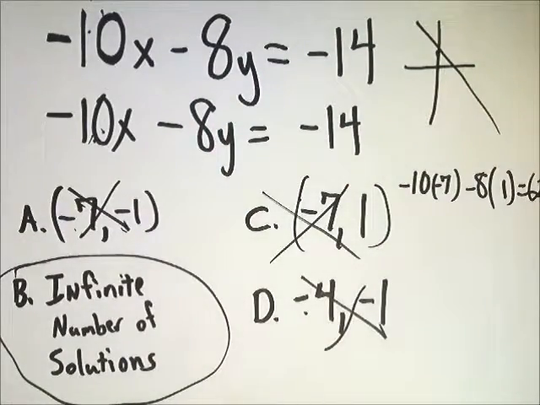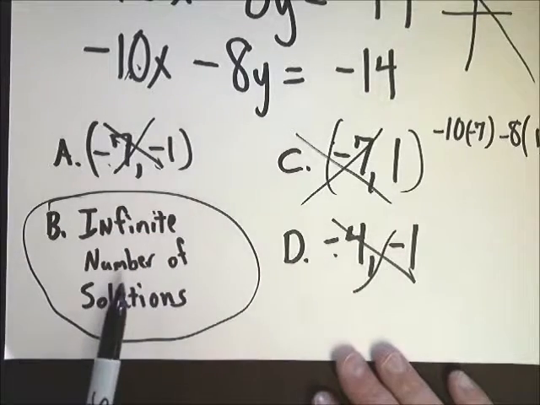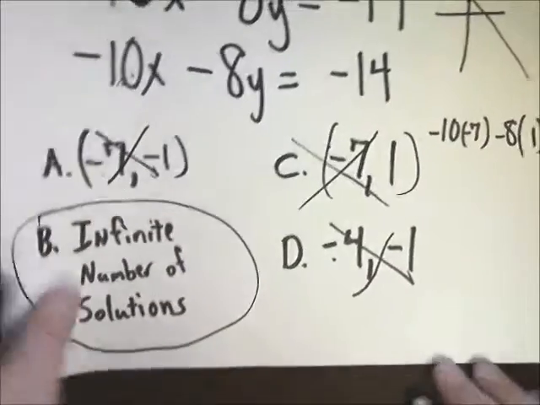So if you get them where none of them work, it's probably the infinite number of solutions thing, or it could potentially be no solution. And we're going to look at how to decide which one it is in the next problem.